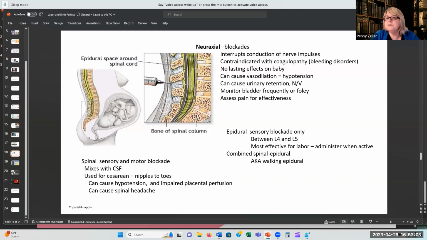Spinal is different than epidural. Spinal means that you're paralyzed because it anesthetizes both the sensory and the motor nerves. And the spinal anesthesia is the one that's going to give you the headache. Usually epidurals don't give headaches.